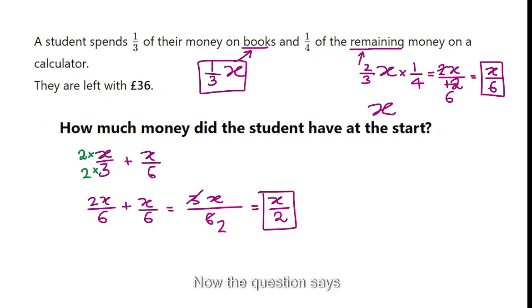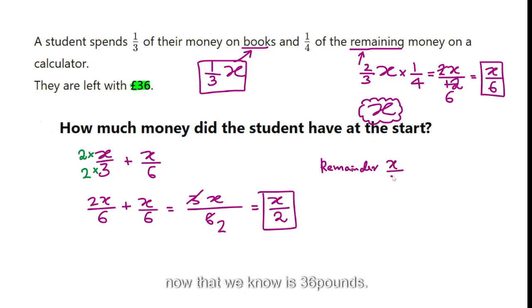Now the question says the student is left with £36. So that's the remainder. The person started with x, x over 2 was spent, so the remainder will also be x over 2, obviously. Now that we know is £36.